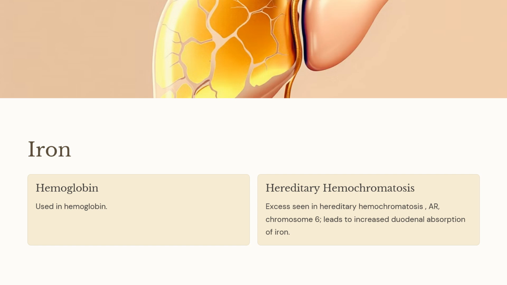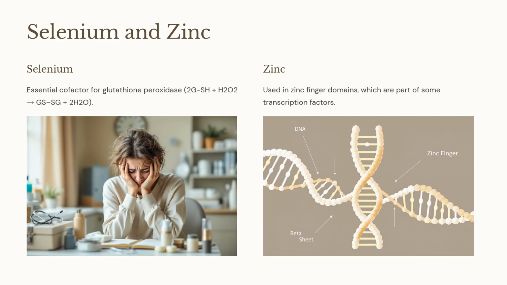Let's learn more about iron. Iron is an important component in hemoglobin, and hereditary excess of iron is seen in hereditary hemochromatosis. Again, similar to Wilson's, this is also an autosomal recessive disease, and the defect is in chromosome number 6, which leads to increased duodenal absorption of iron. Generally, iron is regulated in the duodenum itself. If the body needs iron, it will absorb iron. If the body doesn't need iron, it will not absorb iron at the duodenum. That is how iron is regulated. In hereditary hemochromatosis, there is a defect in chromosome 6 which results in increased duodenal reabsorption of iron.